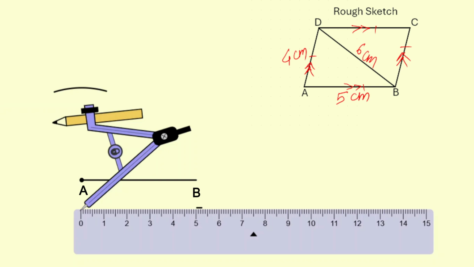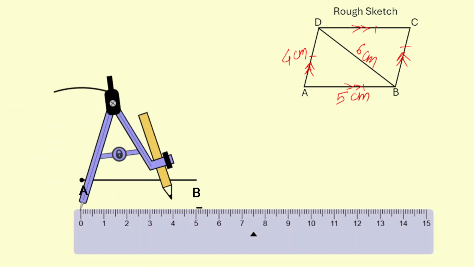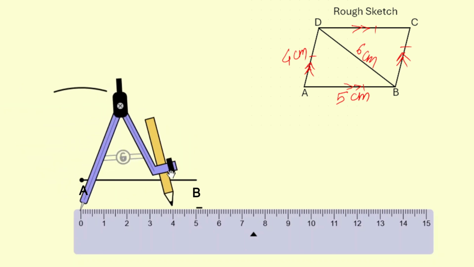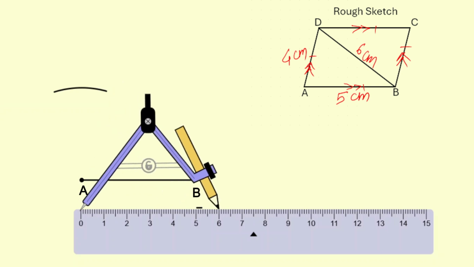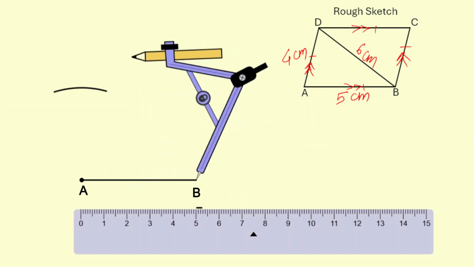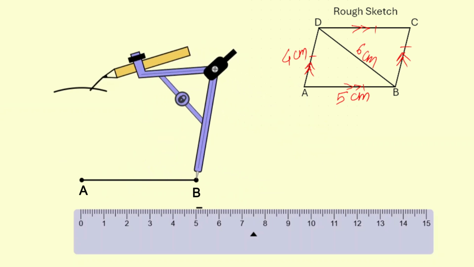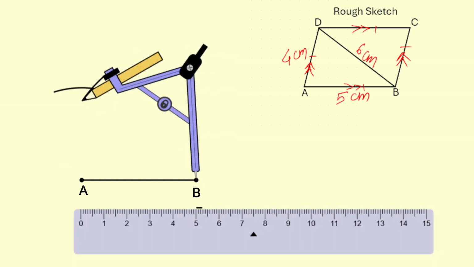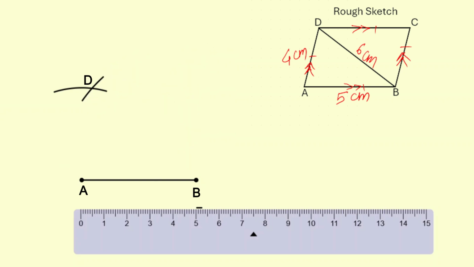Point D will be located only when I make an arc of radius equal to 6 centimeters, which is the length of diagonal BD, put my compass at point B, and cut the arc drawn previously. See, this is point D. Let me join these points. Three of the vertices of my parallelogram are ready.